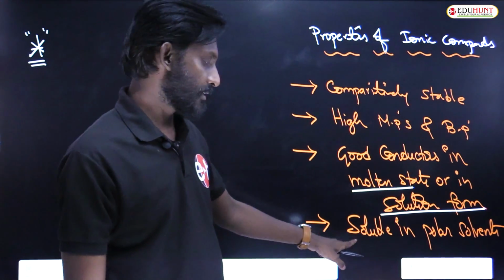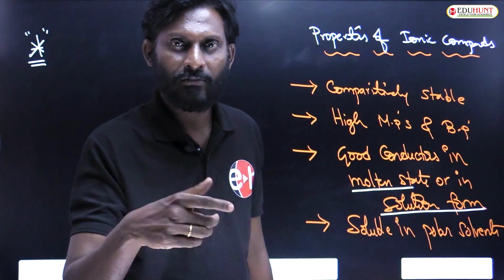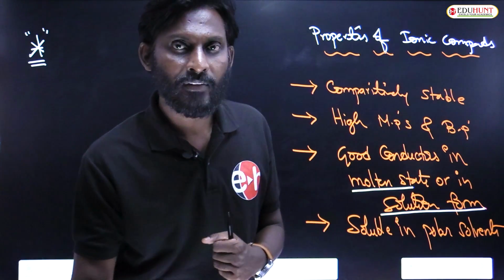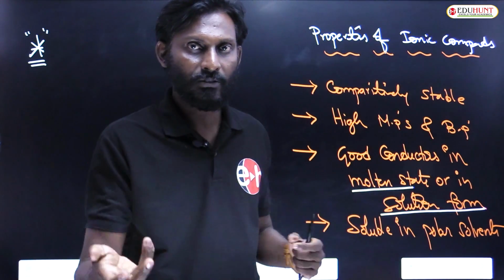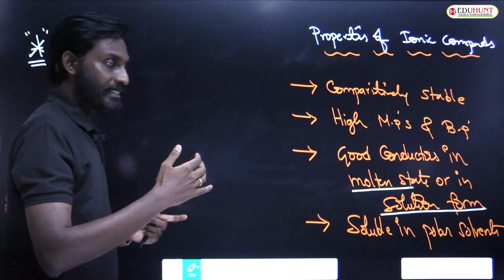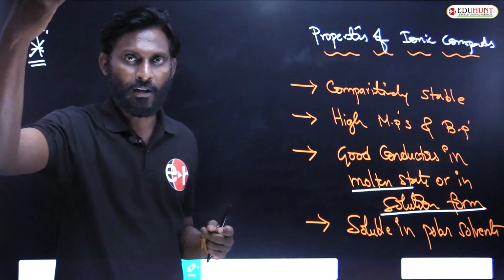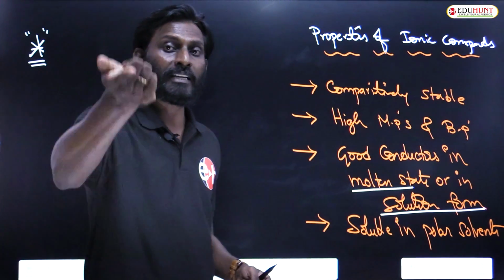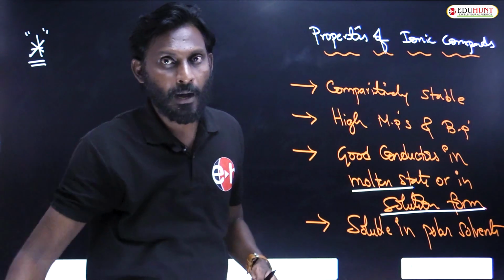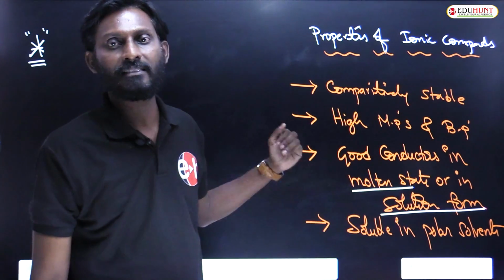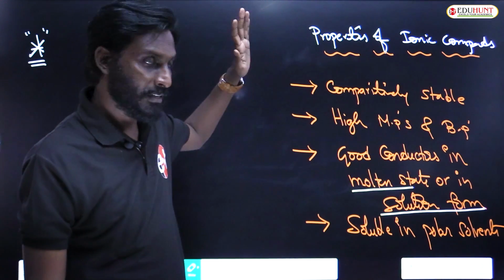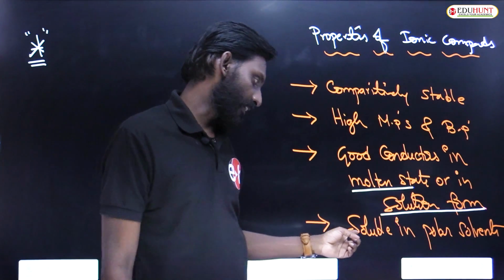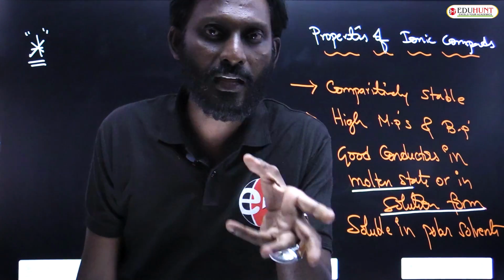Now, the last but not least, ionic compounds are very much soluble in polar solvents like water. Water is a polar solvent, so water can easily dissolve ionic compounds. Whatever factors I have discussed previously, if all the factors are favorable, ionic nature increases. If the ionic nature of the compound increases, then these factors increase, that means their stability, melting points. All the factors increase along with the ionic character. But the last factor is the solubility of ionic compounds in polar solvent.